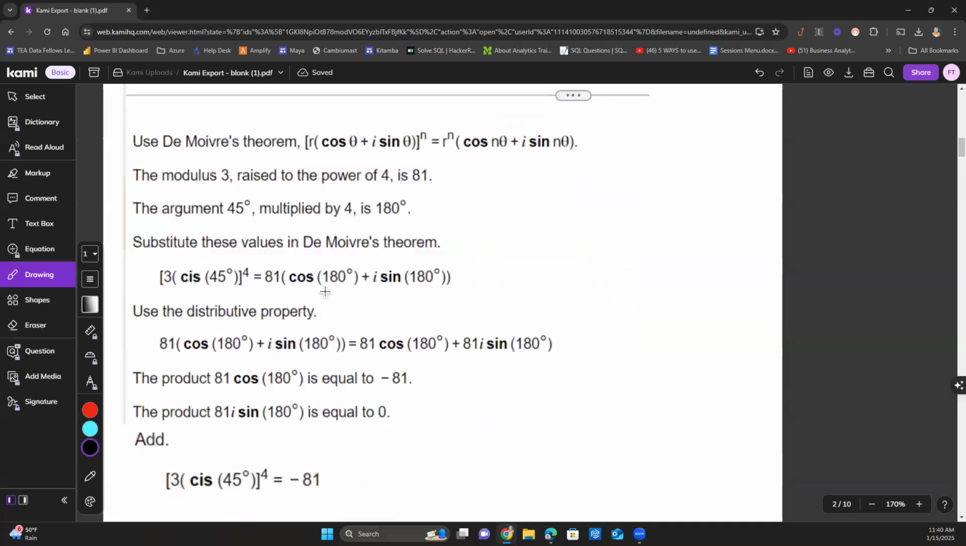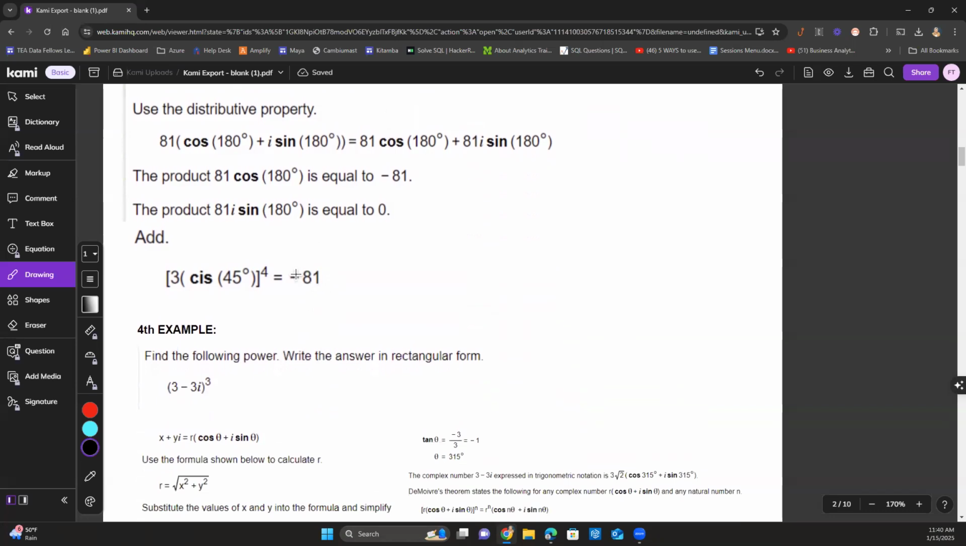So the answer in polar form, when you raise that complex number to the fourth power, will be 81 times cosine of 180 plus i sine 180. Now, when we need to change this back to rectangular form, cosine 180 is -1, sine 180 is 0. So 81 times -1 will just give us -81 for this example.